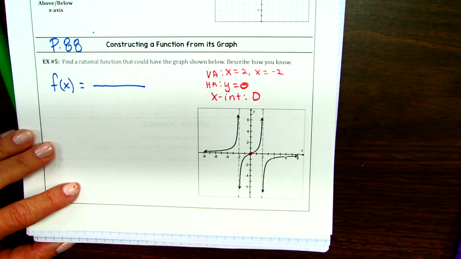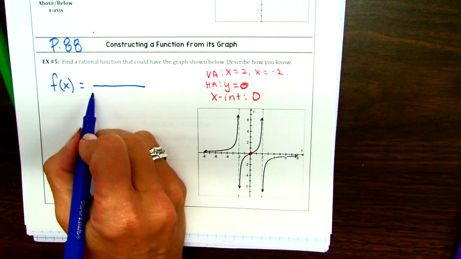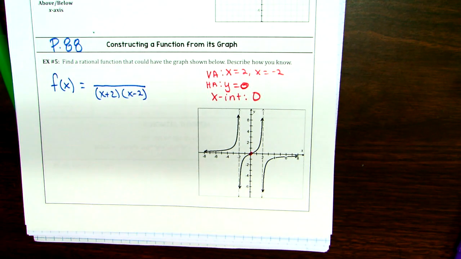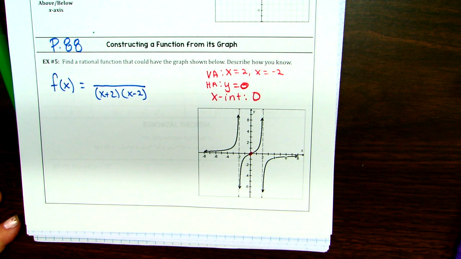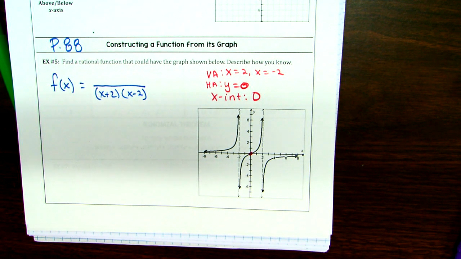And again, I like to start with the denominator. I have vertical asymptotes, 2 of them. They both go to the denominator. So x plus 2, x minus 2, in order, of course. If there was a hole, I would add that one in there too. But I don't have a hole. So that's my denominator, okay?